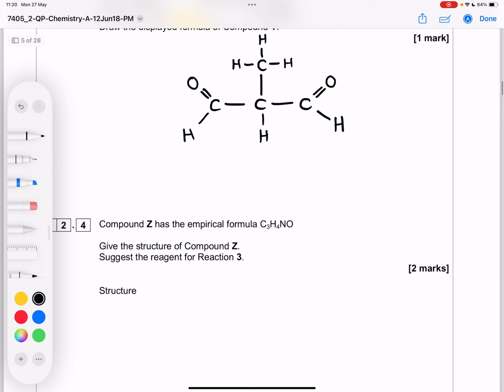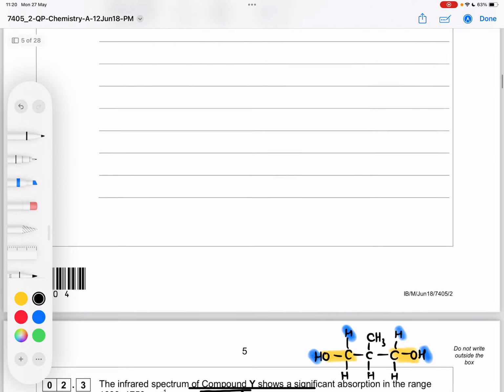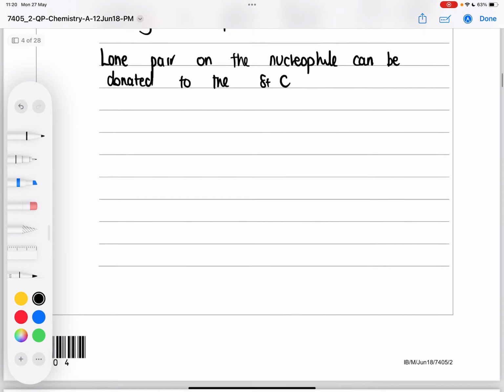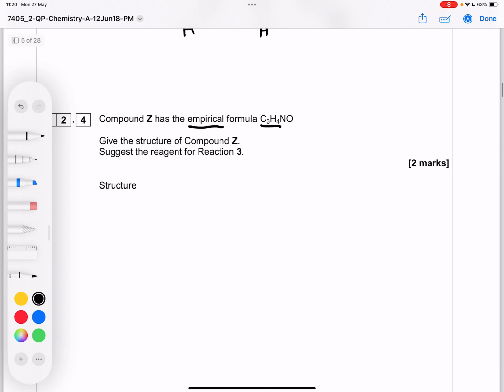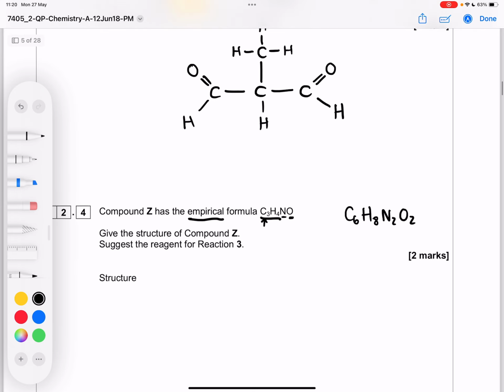And then it says Z has the empirical formula C3H4NO. Now remembering it's coming from Y here, and it just tells us it's coming from Y. We're keeping an oxygen and we're adding nitrogen, but for some reason the carbons are changing. But this, remember, is an empirical formula, so the likelihood is that our actual formula is probably going to be double that, C6H8N2O2, because we had 2 oxygens before and we had 4 carbons.